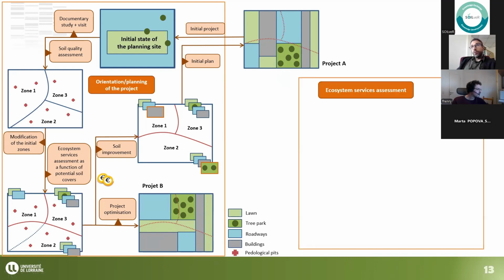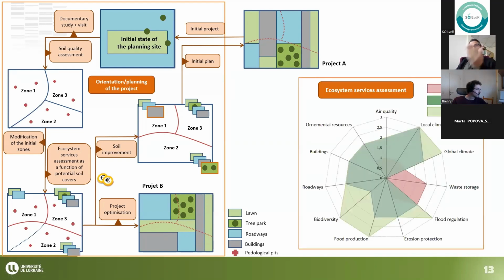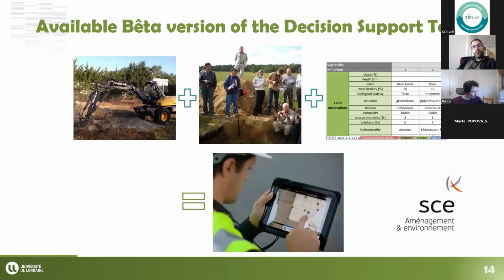And the last step, as I showed, would be to also evaluate the ecosystem services provided by the soils with their land cover. And you can here see a comparison between the initial state, Project A, and Project B. This tool is already available as a beta version, which we developed together with the company SCE in France. And if you're interested, please feel free to reach out to have access to this tool, which is unfortunately only in French for now.